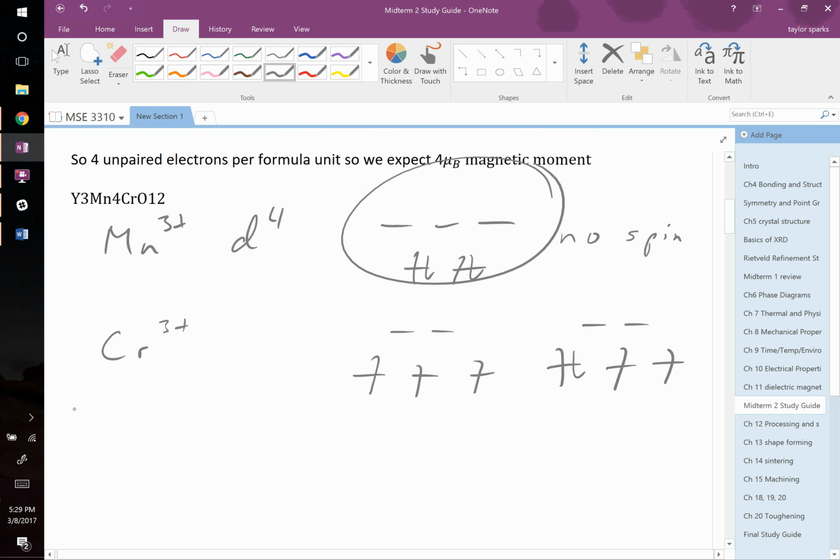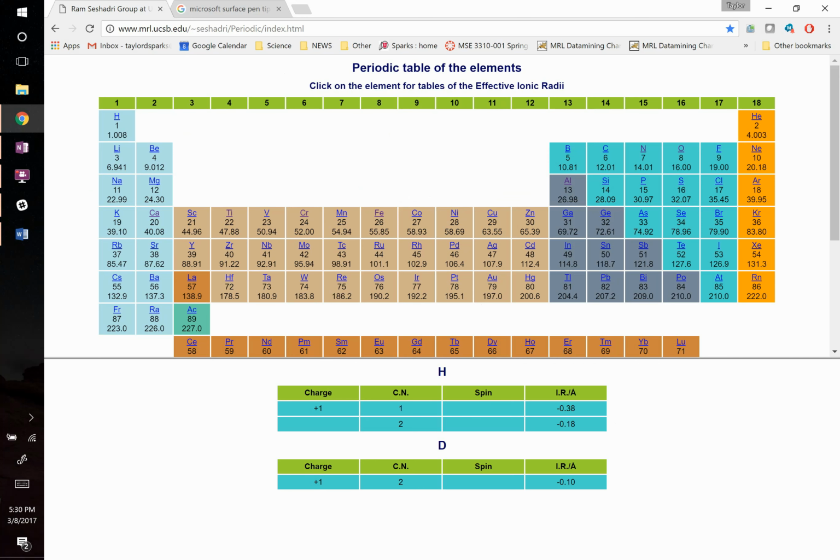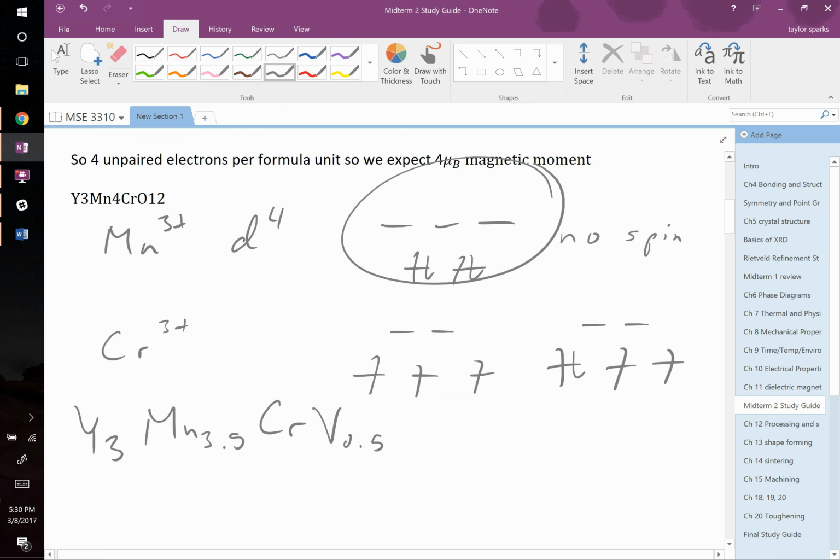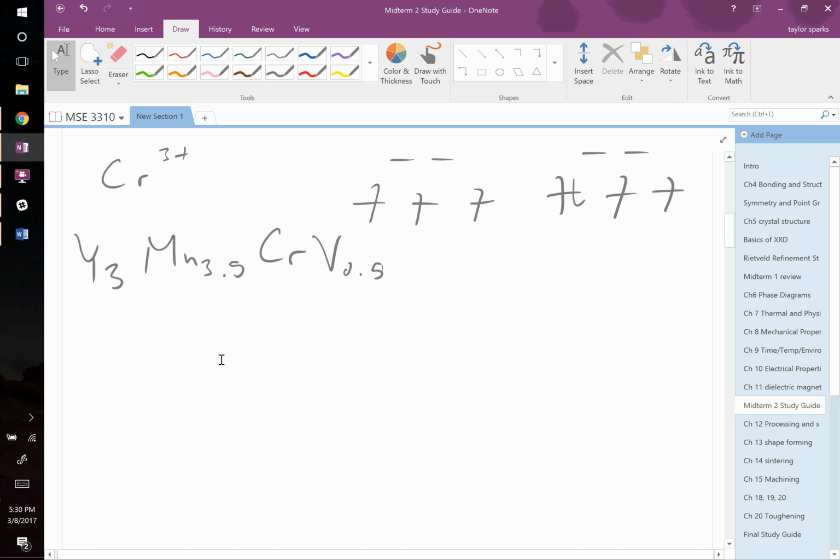Okay, so now let's say we've got yttrium 3, manganese 3.5, chromium, and then what other ion? You guys pick. A transition metal. Vanadium? Vanadium 0.5, right? What will happen now? These are all going to be 3 plus, let's assume, right? Vanadium 3 plus has how many electrons? 2. Where are they going to want to go if you got 2 electrons? Almost for sure tetrahedral, right? So let's draw this out. And if it gets confusing, just draw them all out, right? You know that you've got 3 tetrahedral sites. 1, 2.